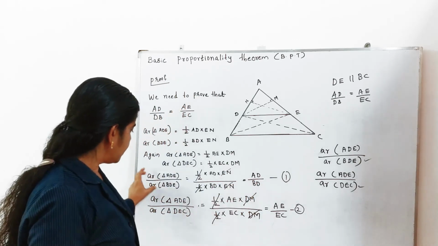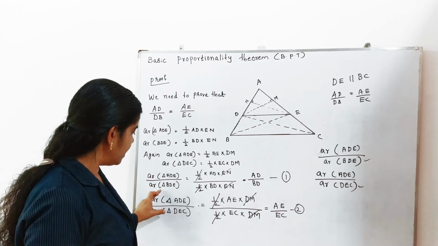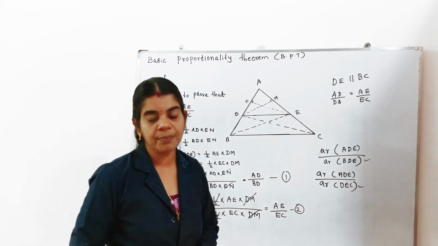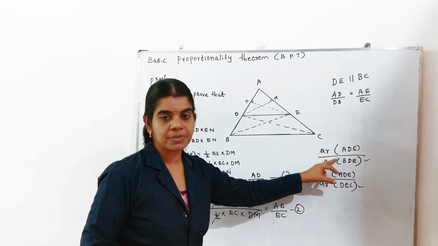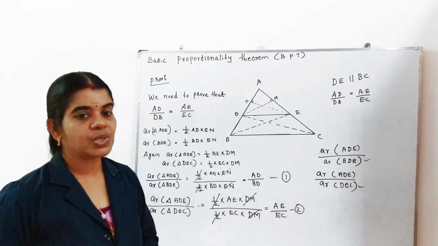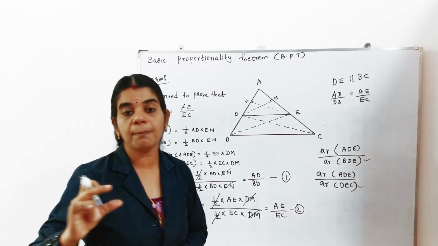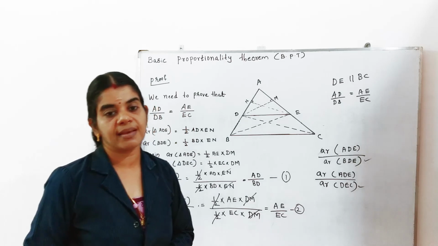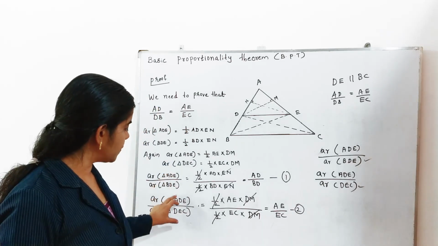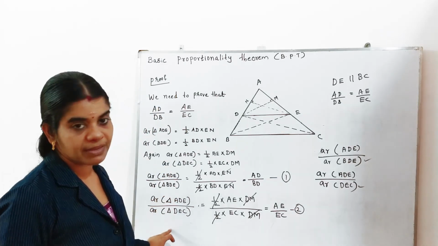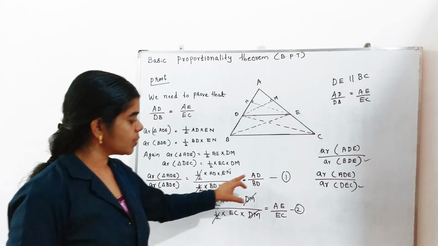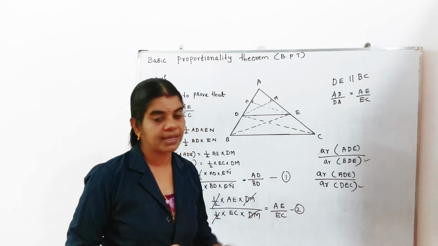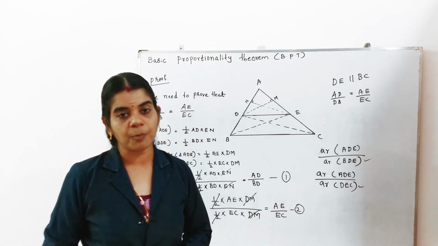Then the area of triangle ADE by BDE and the area of triangle ADE by DEC are the same, because on top we are taking the same triangle. In the denominator, the triangles you have written have the same base and are between the same parallels, so their areas will be equal. So in these two equations, on the left sides you got 1 by 1, or 1, equal. So the right sides also will be equal. So we can say that AD by BD is equal to AE by EC. This is our basic proportionality theorem.